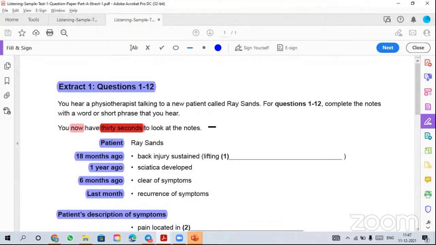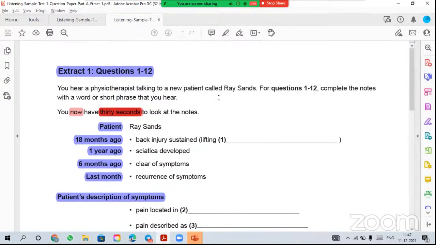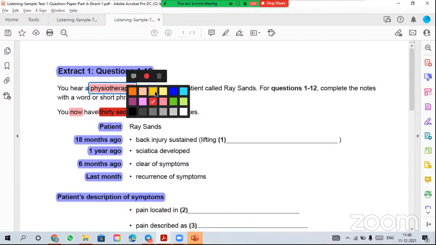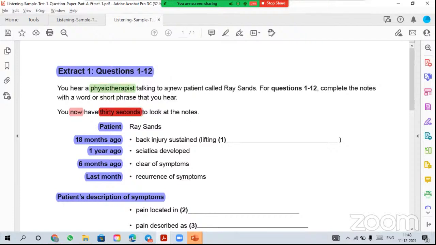Okay. So here, I'm going to give you topmost selections now. What are the most important things? Now, you have to notice. First thing you have to do is, who is talking? A physiotherapist is talking. You have to know this one. A physiotherapist is talking, and then he is talking to a new patient, a non-known patient.